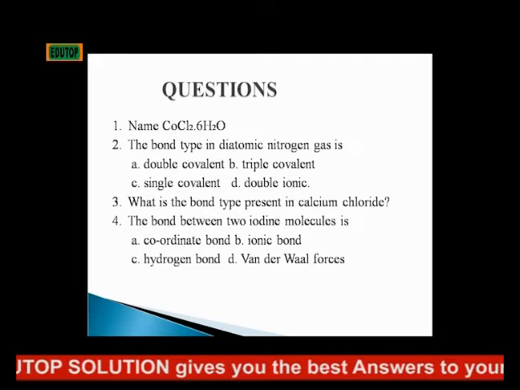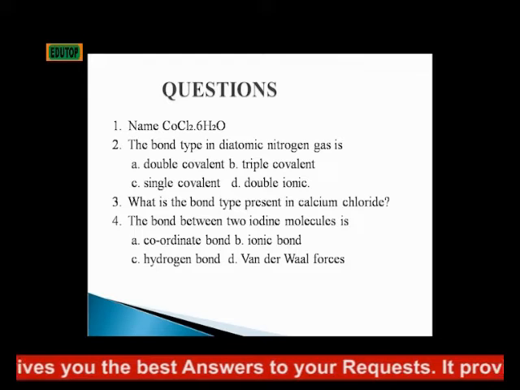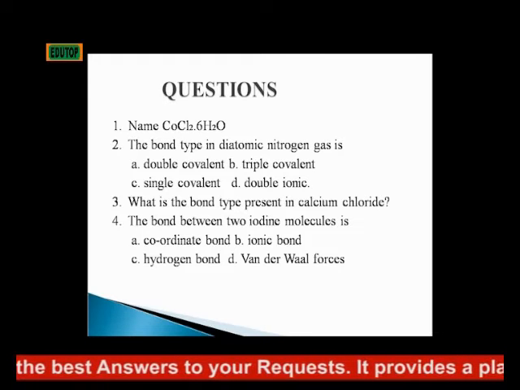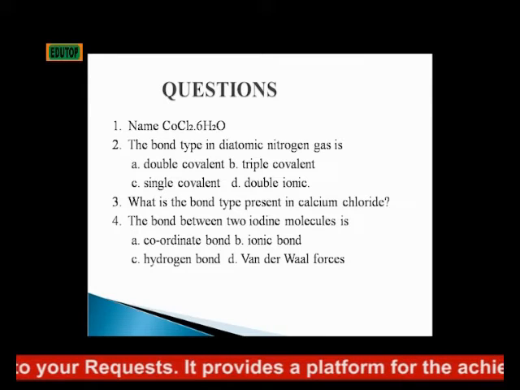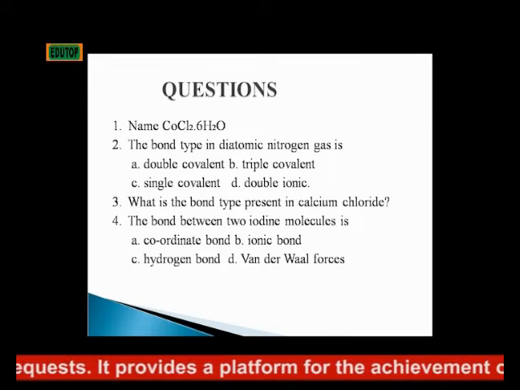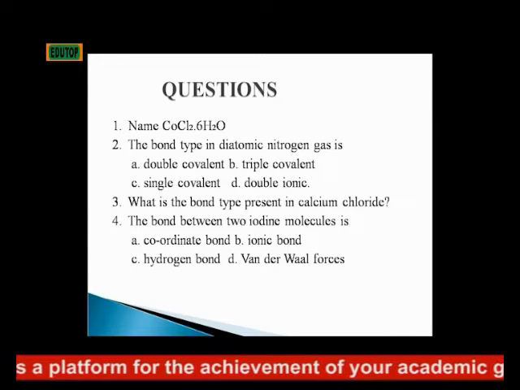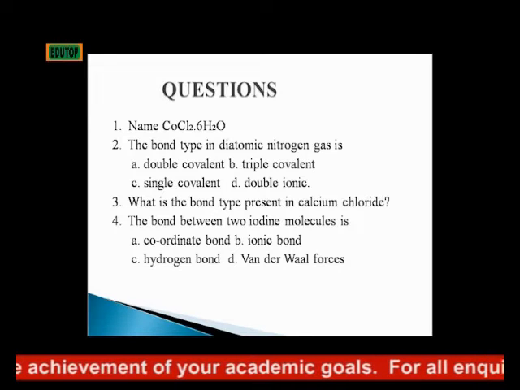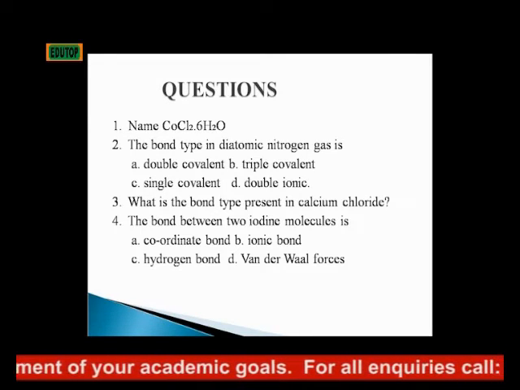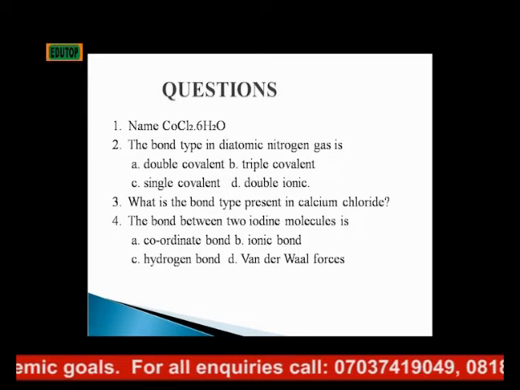Number 3. What is the bond type present in calcium chloride? Number 4. The bond between 2 iodine molecules is: A. Coordinate covalent, B. Ionic bond, C. Hydrogen bond, D. Van der Waals forces. Answers to question 1.